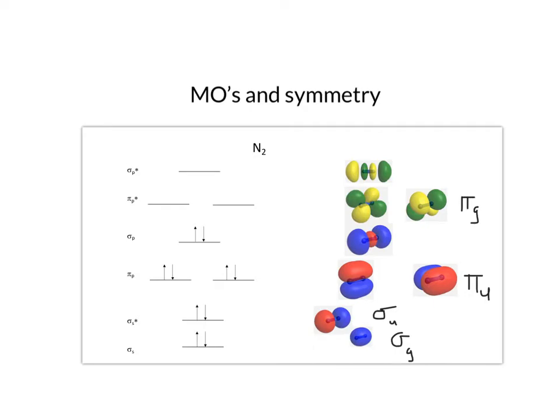And therefore, you cannot just assume that if your orbital has an ungerade, it is anti-bonding, and if it has a gerade, it is bonding, because the pi orbitals are opposite of that.